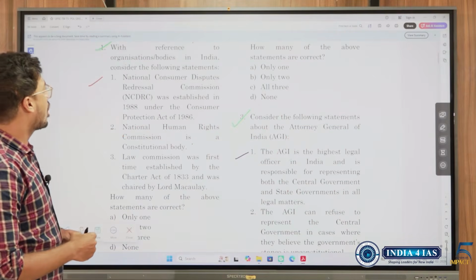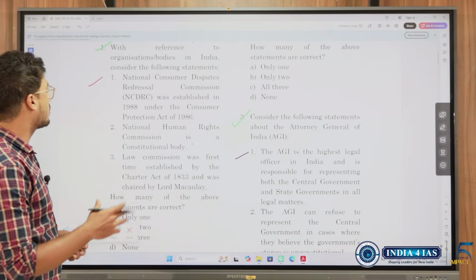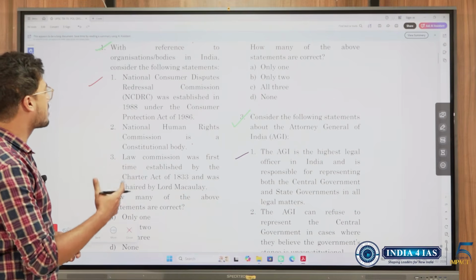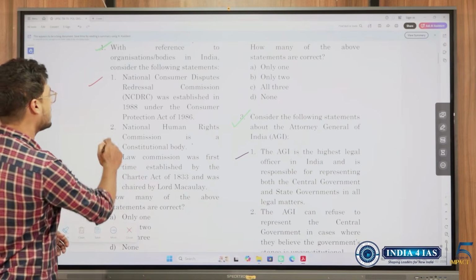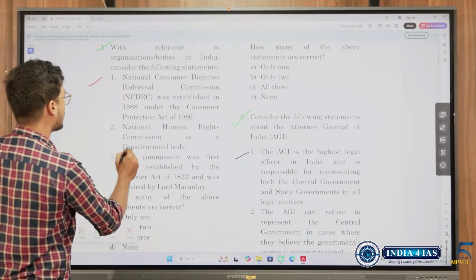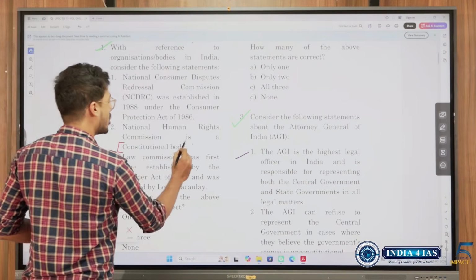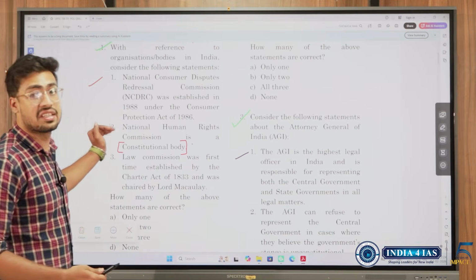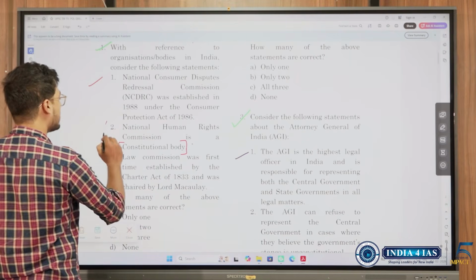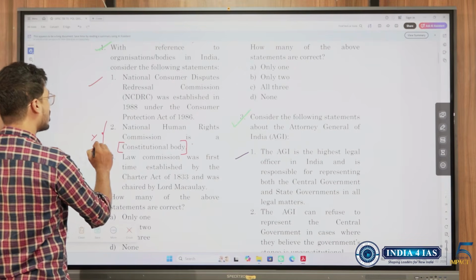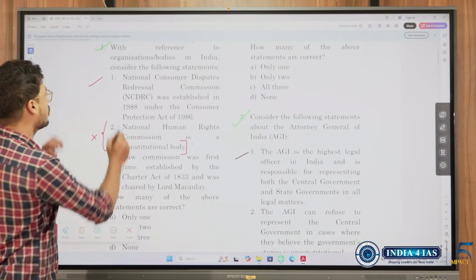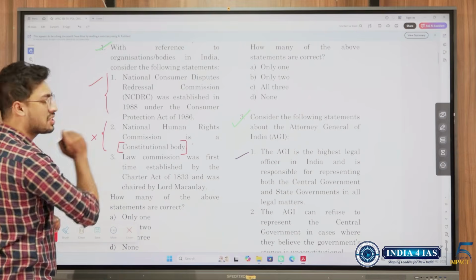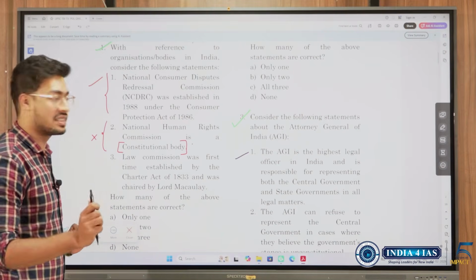With reference to organizational bodies in India, consider the following statements. National Consumer Disputes Redressal Commission. Okay, now see this: National Human Rights Commission is a constitutional body. Here you should be aware of which are the constitutional bodies and which are not. This is basic. You should know that NHRC is a statutory body, it is not a constitutional body. Though you did not know the first statement, you should know the second statement if you are studying seriously.